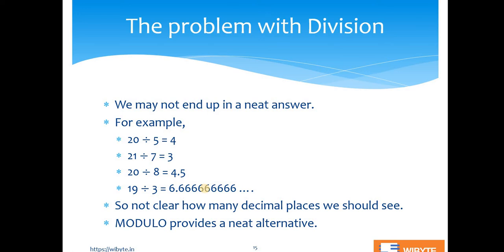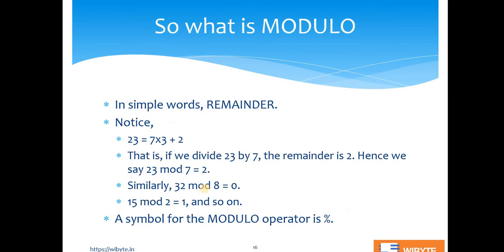So I thought I'll introduce what modulo is and what we can do in Scratch to do this. First of all, what is modulo? In simple words, modulo is the remainder. For example, let's take 23. We know that 23 is 7 times 3 plus 2, which means that if we divide 23 by 7, the quotient will be 3. So 7 times 3 is 21, the quotient is 3, but the remainder is 2. So in mathematical words, we say 23 mod 7 is equal to 2.